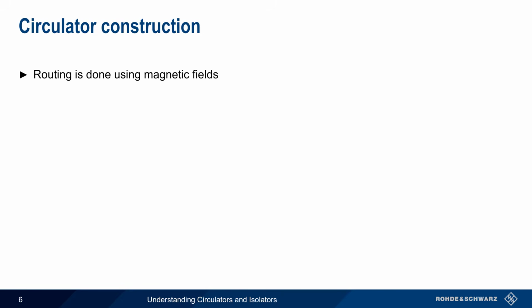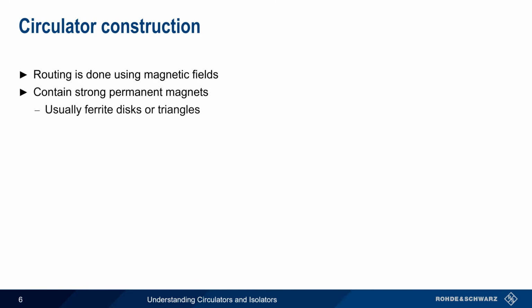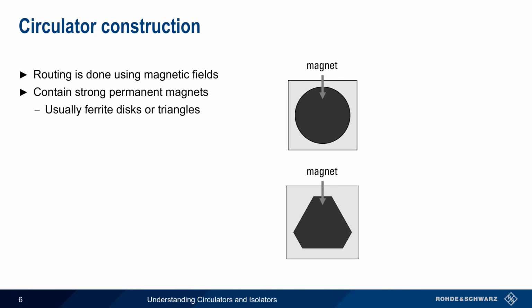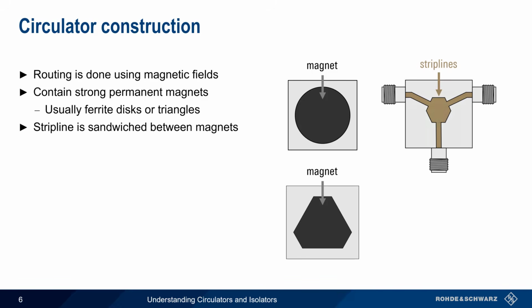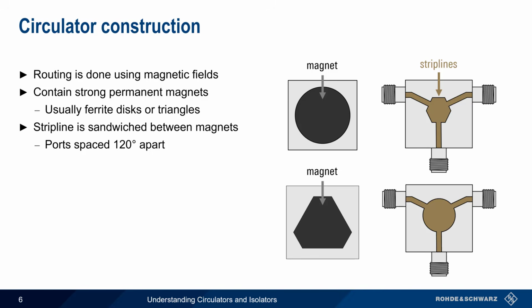Circulators do this by using magnetic fields to route signals between ports, and thus circulators contain relatively strong permanent magnets, usually ferrite discs or triangles. In coaxial circulators, the signals are routed along strip line sandwiched between these magnets, with the ports spaced 120 degrees apart. Note that the center section of the strip line may be implemented in different shapes.